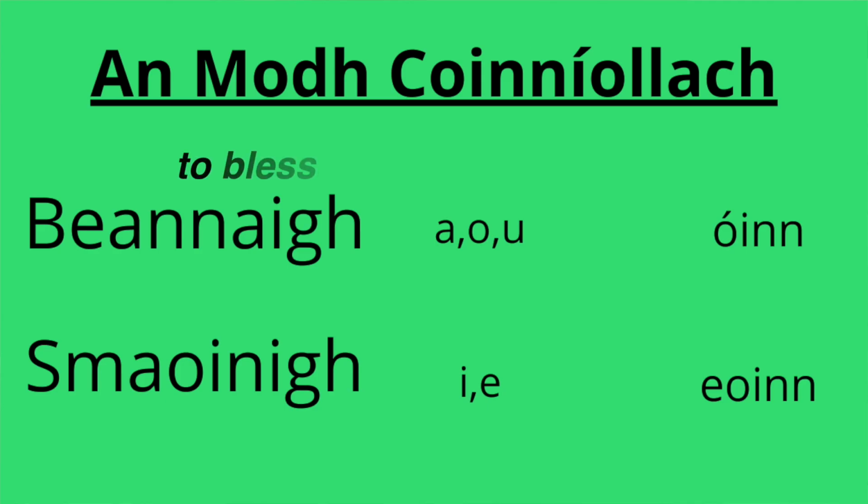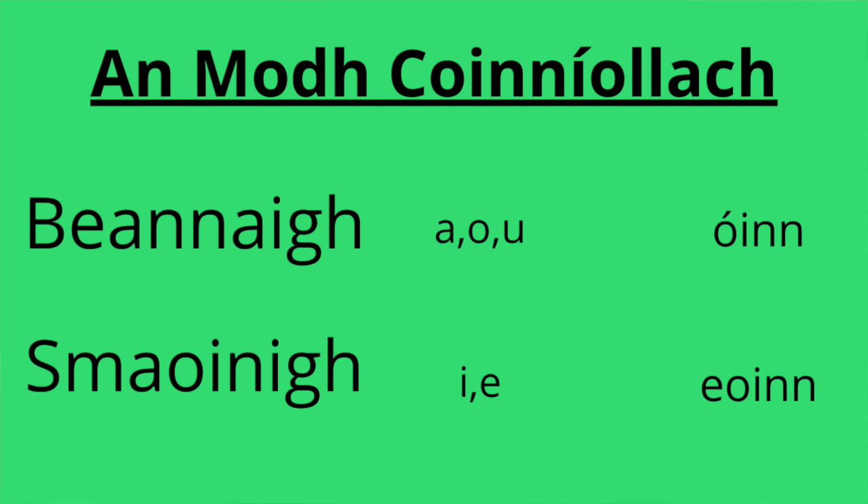Beannaigh is to bless and smaoinigh is to think. Beannaigh to bless, smaoinigh to think. Beannaigh and smaoinigh are two-syllable words. Two-syllable verbs, I should say. And that's why we're going to choose between these endings, O-fada-I-N-N, pronounced "oin", or E-O-I-N-N, pronounced "oin" as well. So these are the two types of endings for a two-syllable verb. The vowels again, the broad vowels A, O and U. For beannaigh, this means that it is broad.